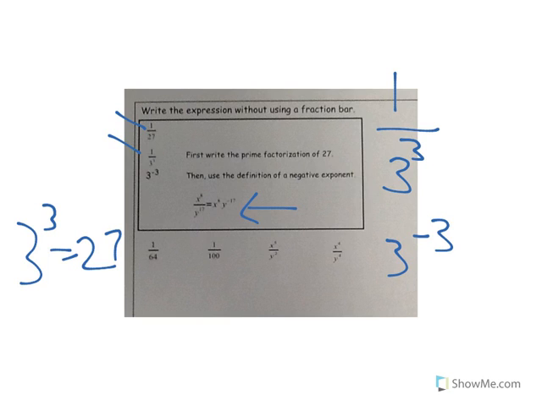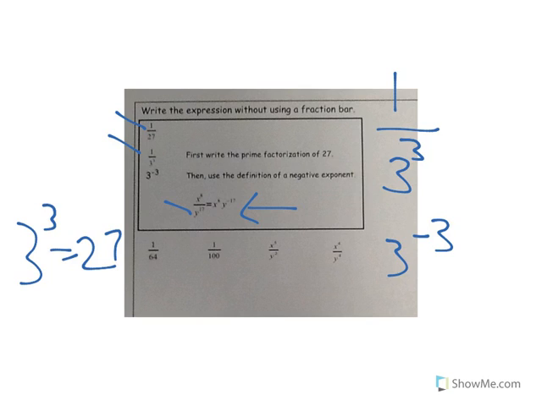So for example here, x to the 8th power divided by y to the 17th power is the same as that expression, x to the 8th power times y to the negative 17th power. So we're moving that and changing the exponent part to the negative, and then we're just changing it to multiplication.